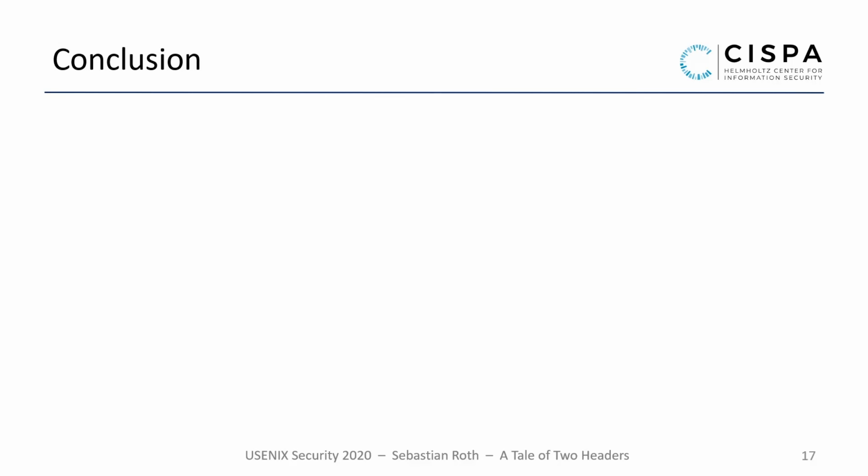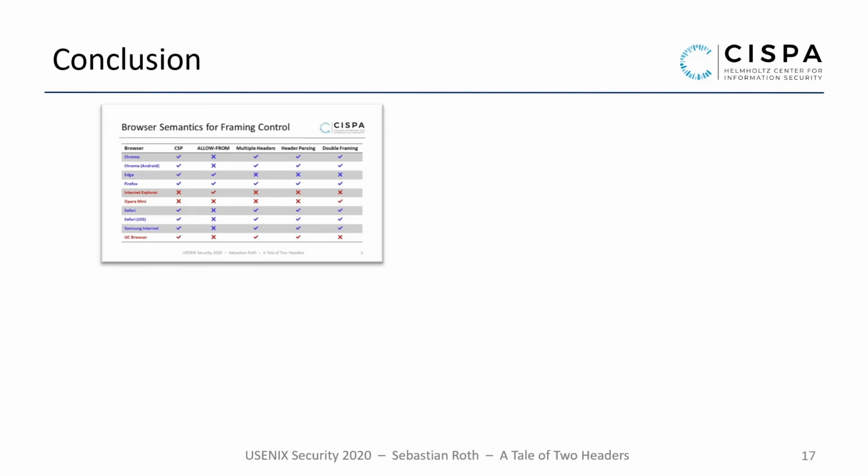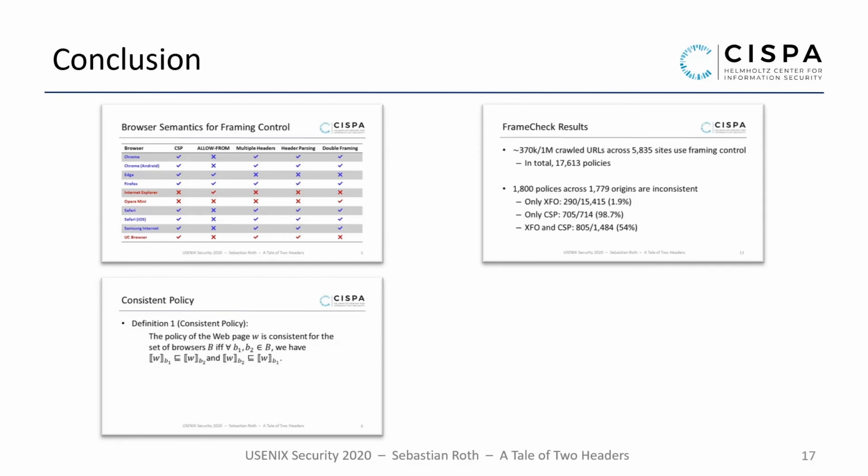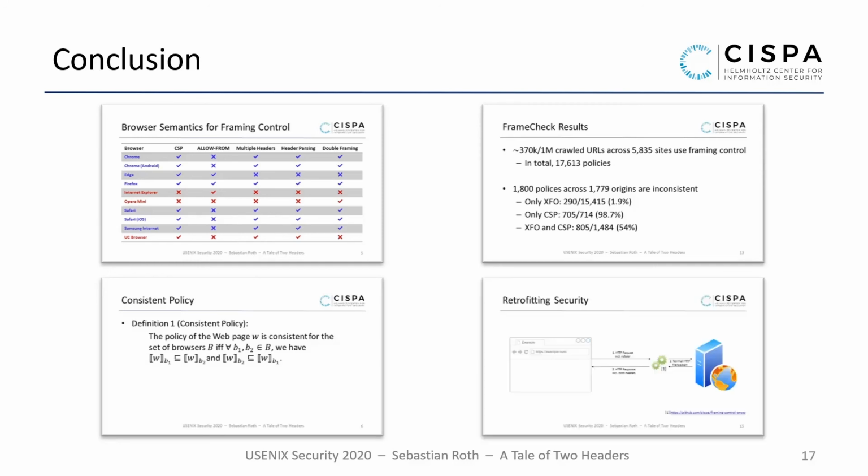Okay, now, what have we seen in the last few minutes? Well, the way of how browsers handle framing control headers differs significantly. We used our formal definitions from our FrameCheck framework to find out how inconsistent framing control is used in the wild. And finally, we presented recommendations and countermeasures as well as our framing control proxy in order to fix the issue.